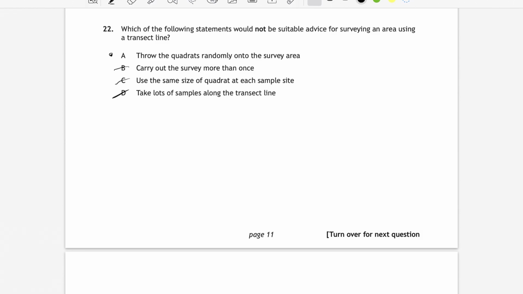So, A would be the correct answer for this one, because of throwing the quadrats randomly at a survey area when you have a transect line. A transect line is basically, you've got point A, point B, and you've got a line, usually like a piece of string, tied between two points of reference. Then you would walk along that line, taking paces. You'd agree the size of pace you would take, and you might just place the quadrat down on that transect line. You wouldn't want to throw it randomly. Maybe you throw it miles away from the transect line. What's the point in the transect line if you're just going to throw the quadrat randomly?